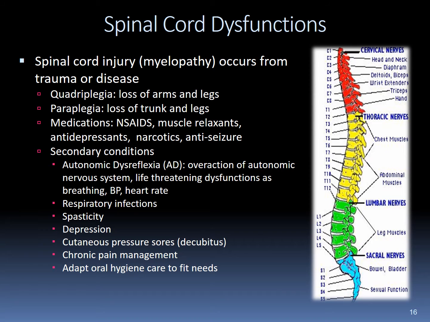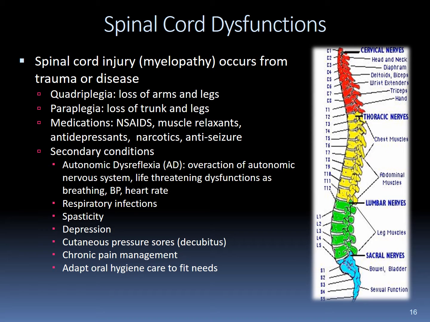Spinal cord injury, known as myelopathy, occurs from trauma or disease. Classifications are dependent on the severity of the condition. Quadriplegia is the loss of function of the arms and legs. Paraplegia is the loss of function of the trunk and legs.